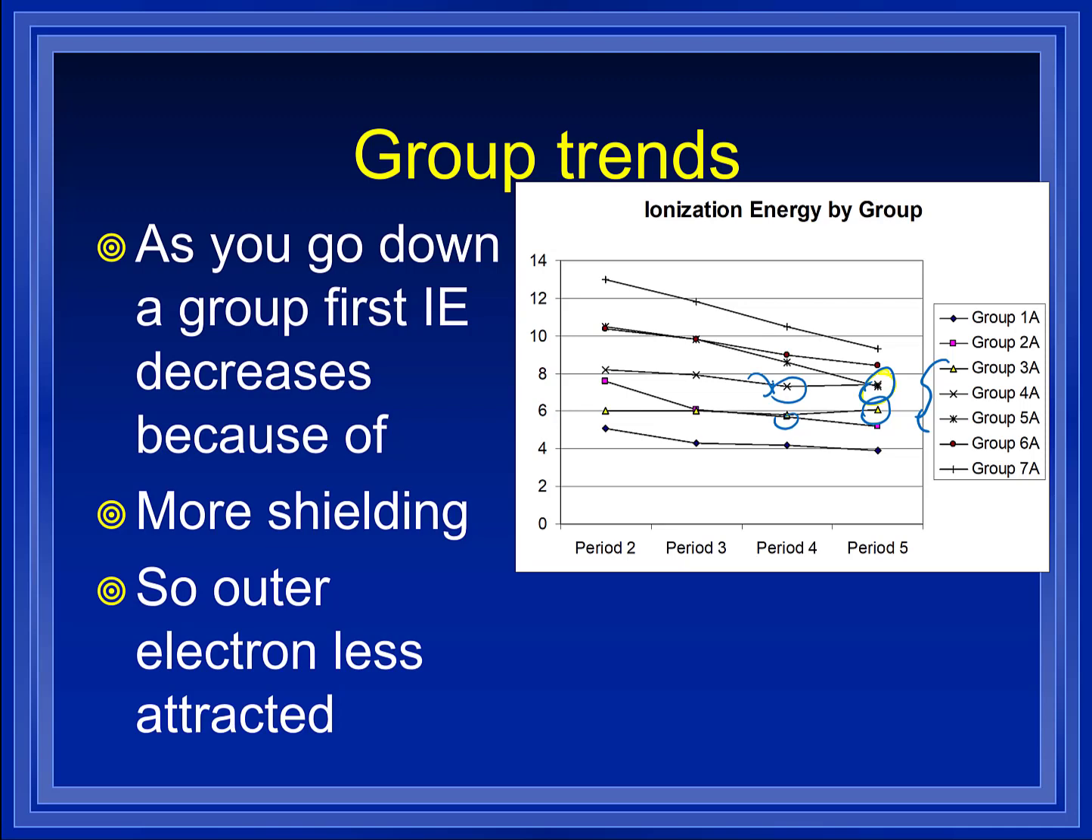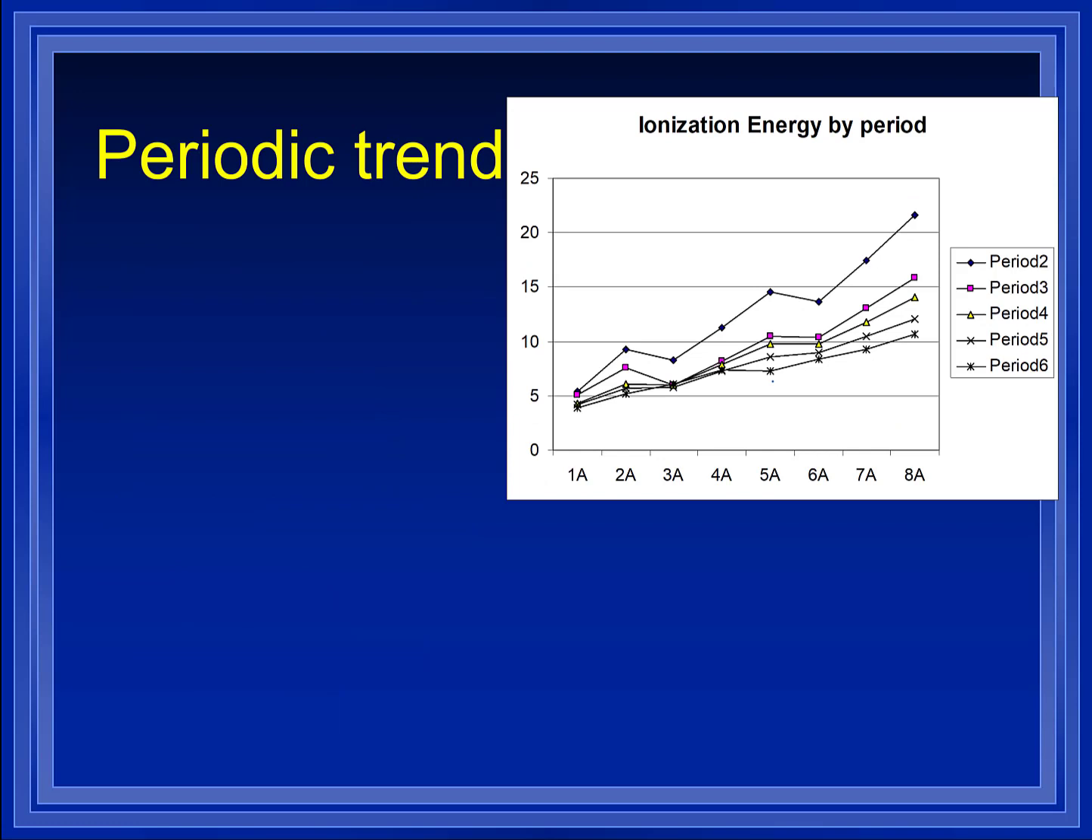Periodic trend. This is what the graph looks like if you start over every time. You guys went and connected them back again. I just went back and did one at a time. And what do you get? Well, what is the general trend as you go across the period?